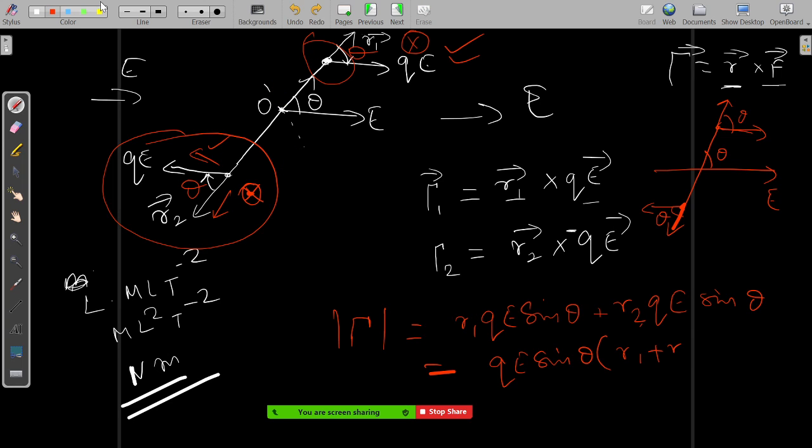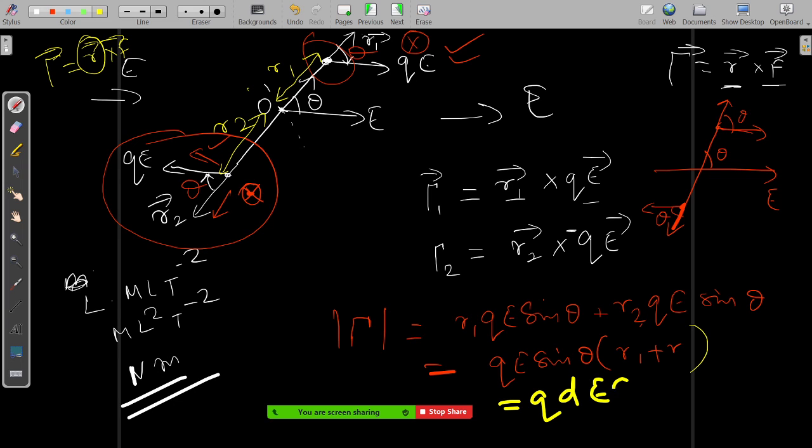Did you understand? See, the torque is basically given as R cross F, where R is the distance from the origin, that is, from the point of rotation. So this was your point of rotation. This is the distance R1, and this is the distance R2. So R1 plus R2 is what? D. So it is Q into D into E sine theta.